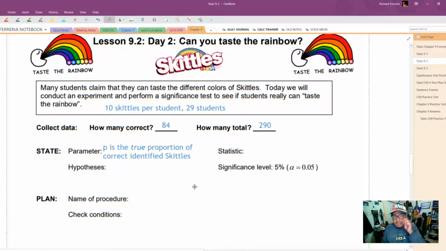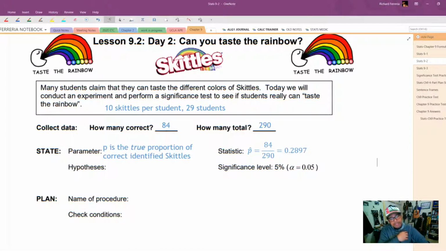Sometimes we make a big deal about writing the true proportion every time. And that's going to be a good rule of thumb. I think I'm going to go ahead and stick with that. So P is the true proportion of correctly identified Skittles. Statistic: P hat is the proportion of Skittles that were correctly identified. I have that at 84 on 290.